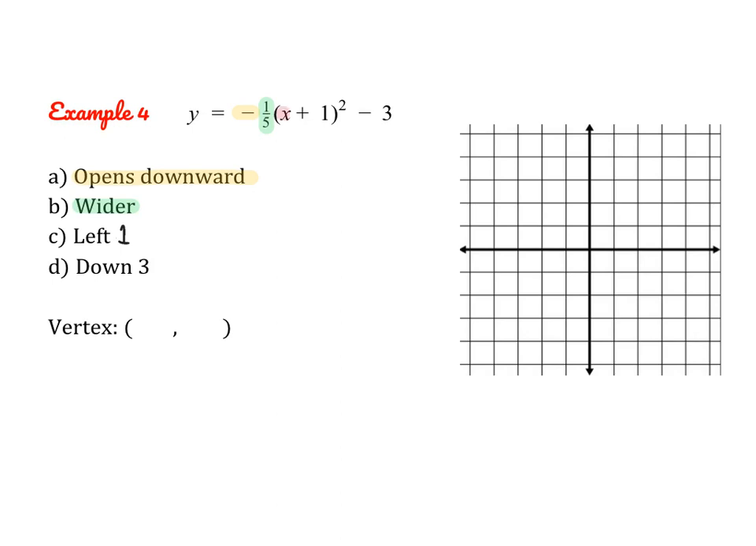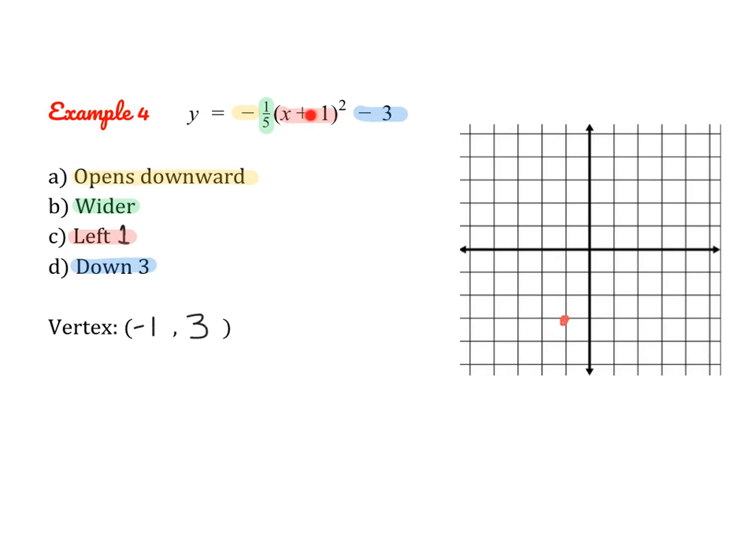Then I see that we have x plus 1. So remember, anything inside the parentheses moves left or right, and it's actually going to move in the opposite direction, so it goes left 1, even though it says plus 1. And then anything outside the parentheses moves up or down, and this one is down 3. So if I start at the origin and I move my vertex left 1 and down 3, I can see that my vertex is going to be right here at -1, 3.